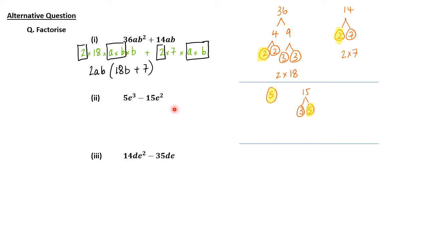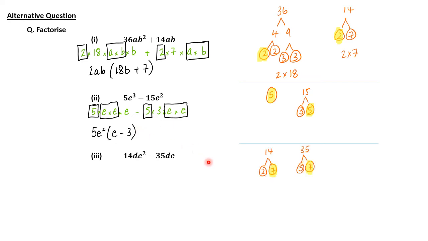On the next one, 5 and 15, pretty easy to spot. Hopefully that 5 is your common factor, and so 5 times e cubed minus 5 times 3 times e squared. So I can see that 5 that we talked about is a common factor, and this time e times e, or e squared, is also common as well. So I've got 5e squared at the front, e take away 3 in the bracket.